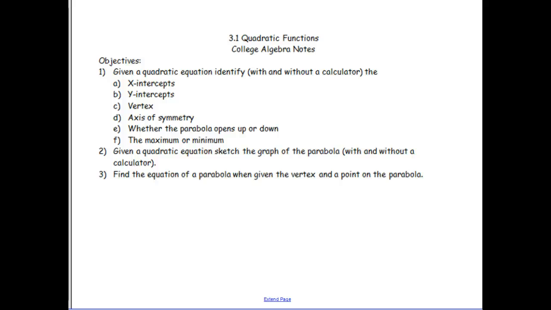Today we are starting Chapter 3 and we're looking specifically at quadratic functions. We're going to analyze their graphs and find x-intercepts, y-intercepts, the vertex, and the axis of symmetry. We're also going to decide if the parabola opens up or down and whether it has a maximum or minimum. Finally, we'll take the graph of a parabola and go backwards and write the equation of it from the graph.